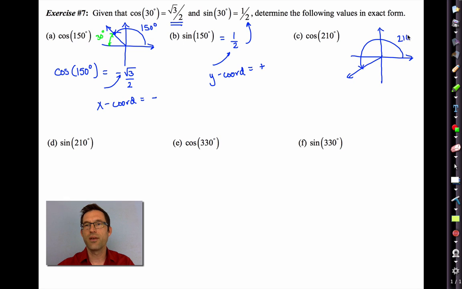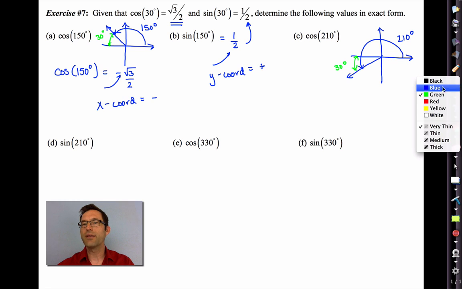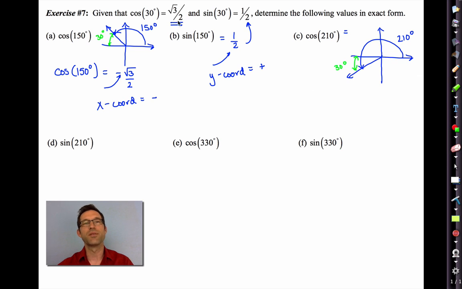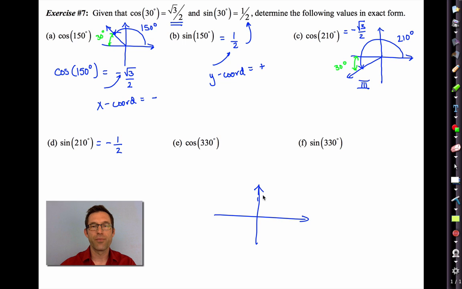Right? That's 210 degrees. And yet again, it's got a reference angle of 30 degrees. So I can say now that the cosine of 210 should be the same as the cosine of 30, but again, it's going to be negative in this case because the x-coordinate is negative in quadrant 3. But so is the y-coordinate. The y-coordinate's also negative, so the sine of 210 will be negative 1/2. Again, it'll be the same as the sine of 30, but because it's in a quadrant where the y-coordinate's negative, it's negative as well. Let's take a look at the 330.